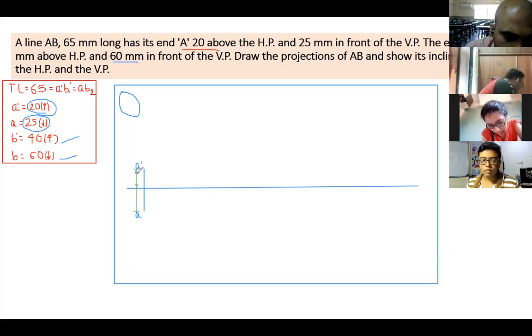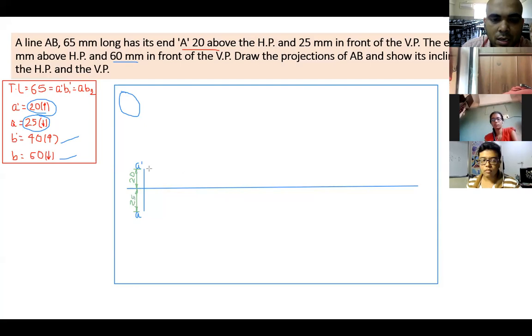The arrowheads are to be made properly. So this is the way you are supposed to do it, and in the writing work you have to be very careful. 20. 25. Okay, I hope 25 is seen properly. See to it that your dimension does not touch your dimension line.